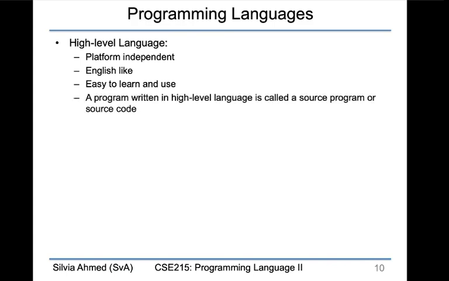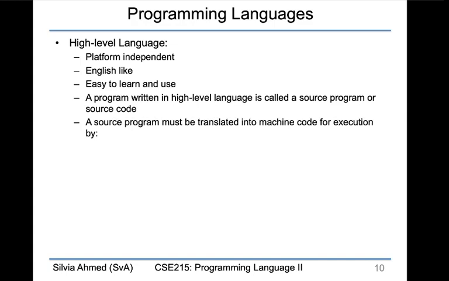A program written in high level language is called a source program or source code. And definitely a source program or source code is similar to a poem we write. A computer cannot directly use a program written in high level language. So a source program must be translated into machine code for execution. Before we execute it, that program needs to be translated into machine code.